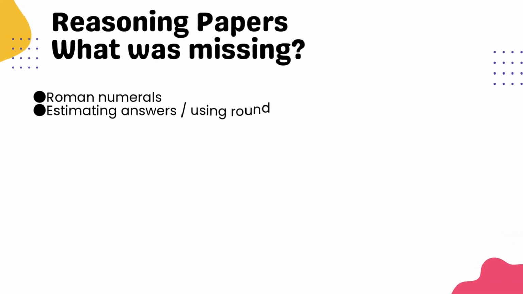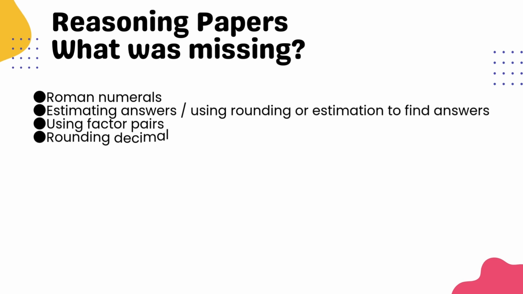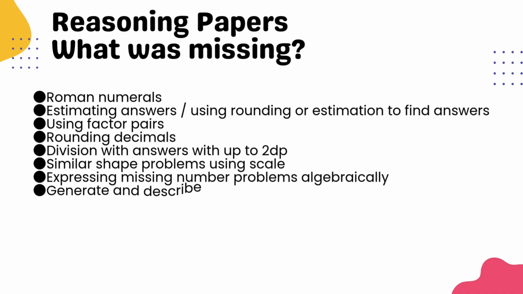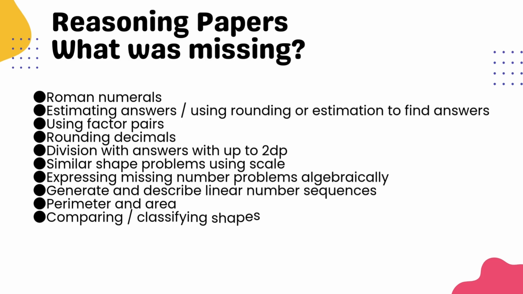Okay, so what was missing? This is always interesting because something that didn't come up last year might come up next year. And across all 3 papers, there were no questions on Roman numerals, but the children do need to know those. Rounding or estimating didn't come up. Using factor pairs, rounding decimals, divisions with answers up to 2 decimal places, similar shape problems using scale, expressing missing number problems using algebra, to generate and describe linear number sequences. So number sequences didn't come up.